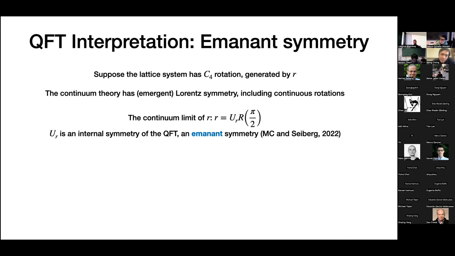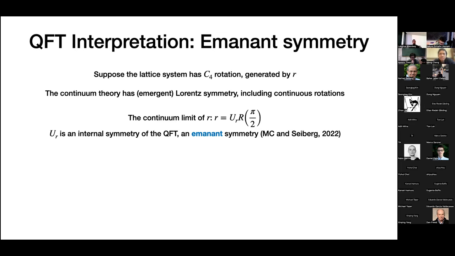So the continuum limit of r should also rotate, since by definition it's a rotation. So it must contain the pi over 2 rotation of the continuous rotation group. But it comes from a discrete rotation in the UV, so it can also be combined with some internal symmetry, which I call U of R, of the continuum theory. Okay. So this U of R is an internal symmetry of the quantum field theory.